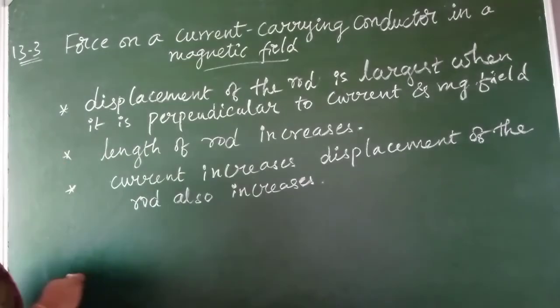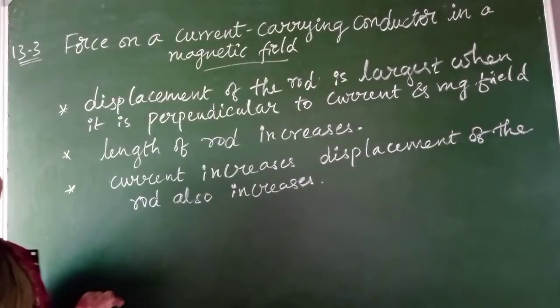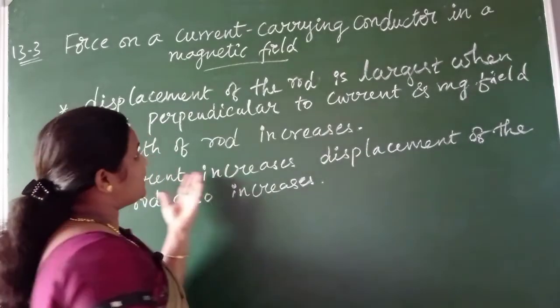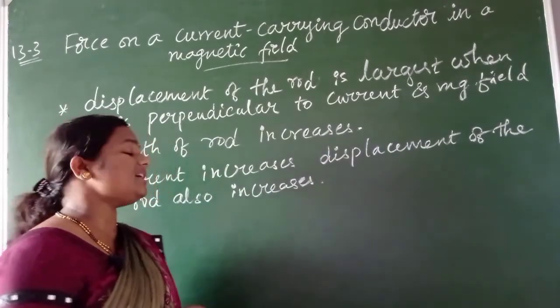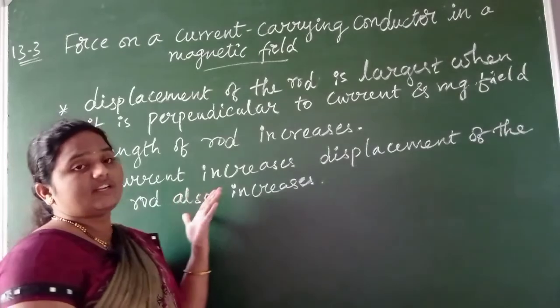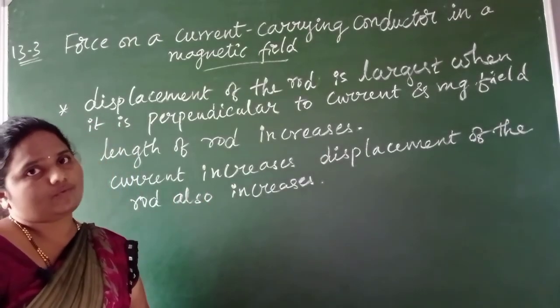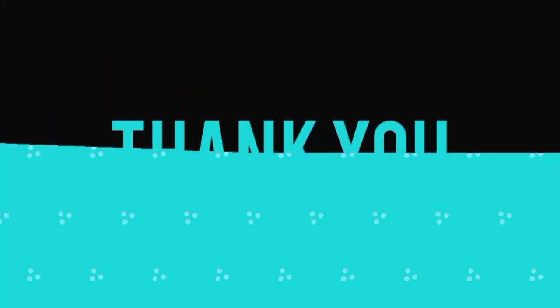So, these two points you remember, children. How can we increase the displacement of the rod? By increasing the length of the rod we can increase the displacement, and similarly when we increase the flow of current across it we can increase the displacement over here. Got it, children?